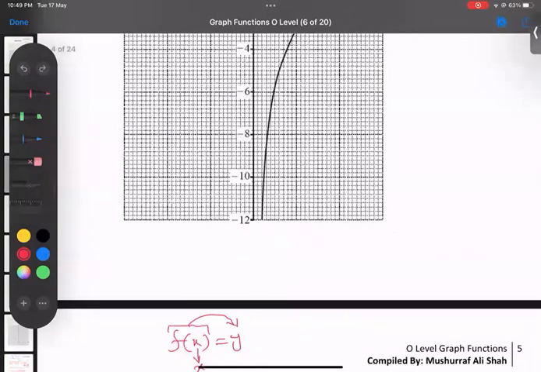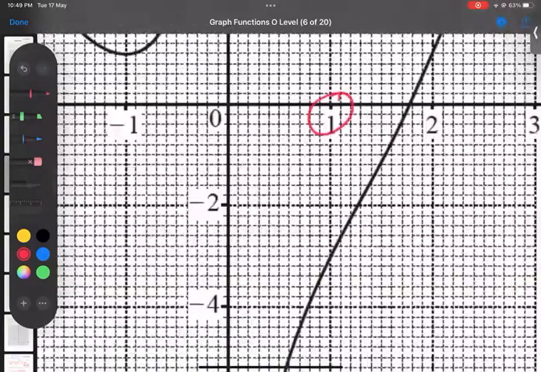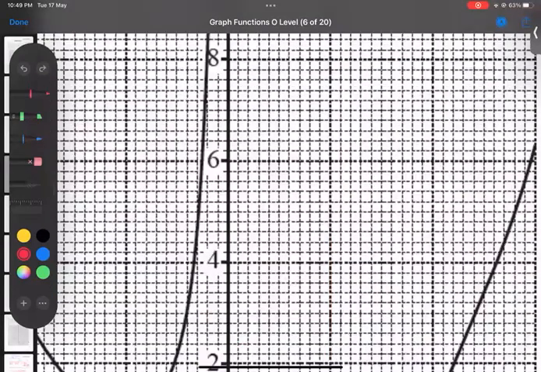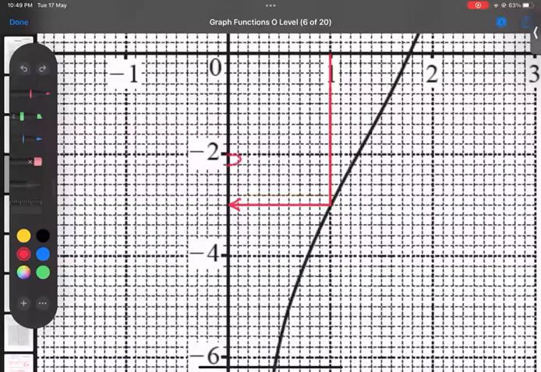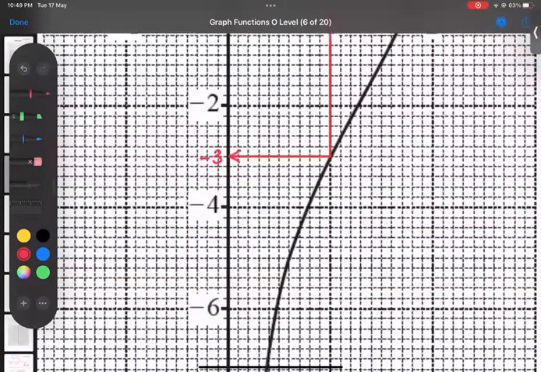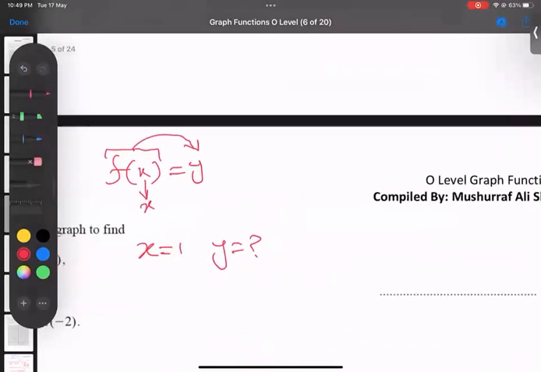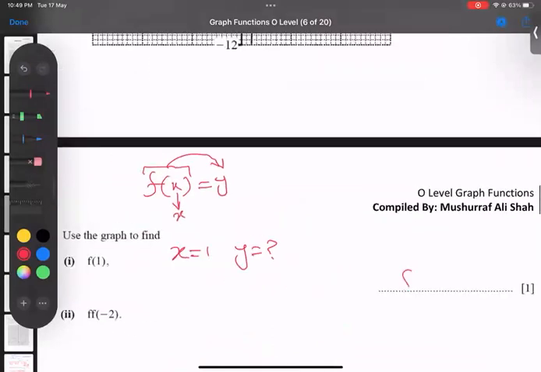So let's start on the graph. Come on the graph, x is 1 here. Come and meet on the graph, and where they meet, go to the y-axis. This is my answer, -2. And you know it very well, one box is 0.2. So 2.2, 2.4, 2.6, 2.8, and 3. Or in the middle of 2 and 4, naturally it is -3. So Alhamdulillahi Rabbil Alameen, we got the answer. f of 1 is equal to -3.